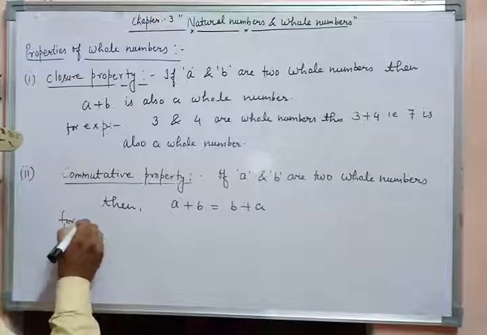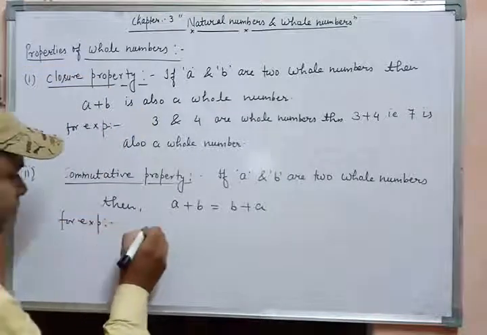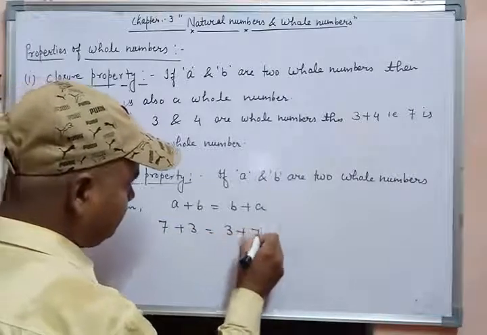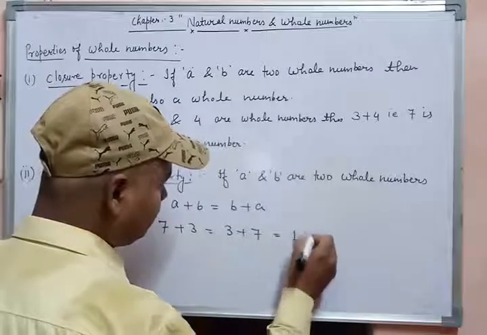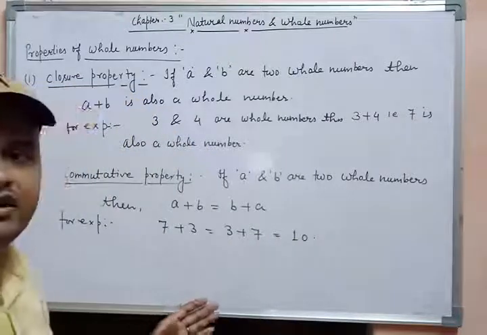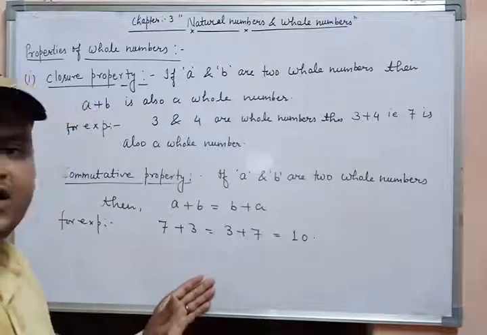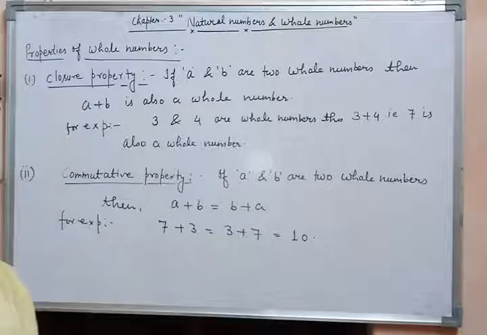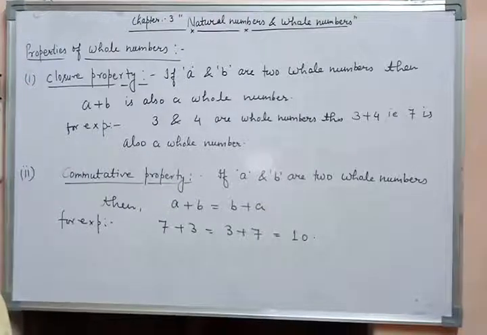For example, 7 plus 3 is equal to 3 plus 7, it means 10. Okay, so students, before moving to our next property, pause the video to note it down in your copy or take a screenshot.